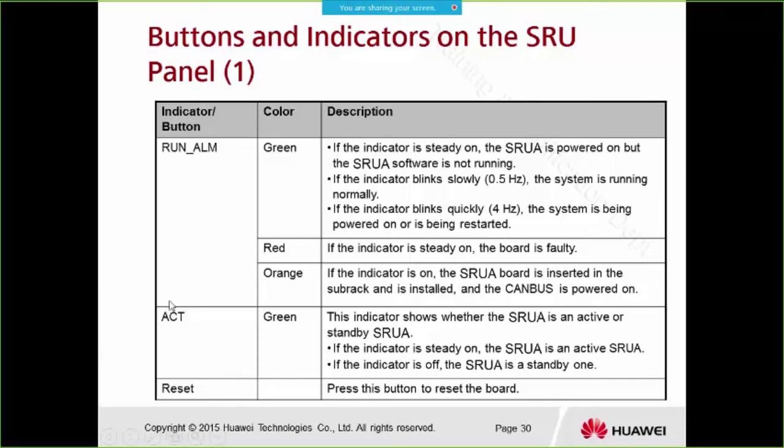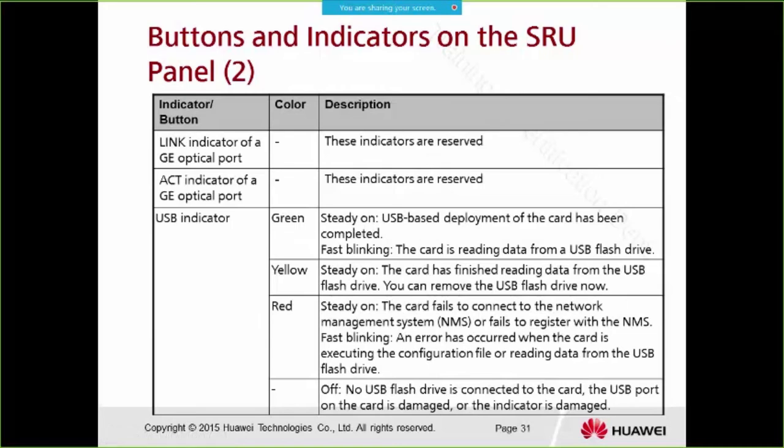For the ACK, it means active, because all the SRUs are 1+1 redundant. One SRU is active, the other is standby. If this indicator is steady on, this SRU is the active one, and if it's off, it means it's standby. The reset button is used to reset the board. Some indicators on the ports are easy to understand, indicating whether the ports are up or down. And there is the USB indicator.